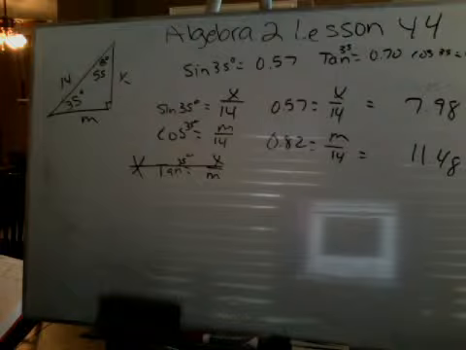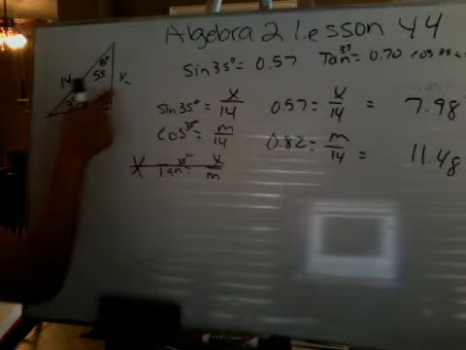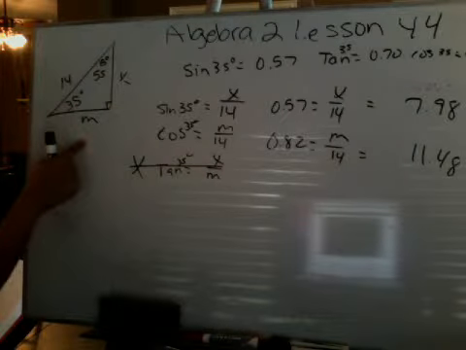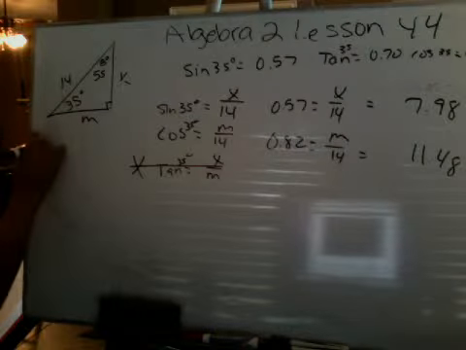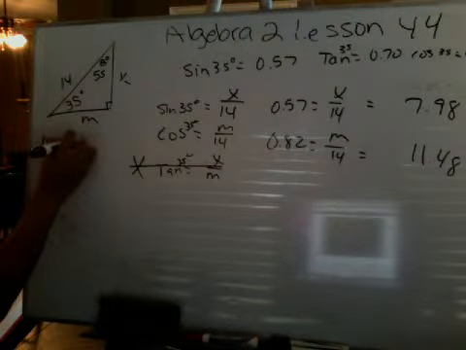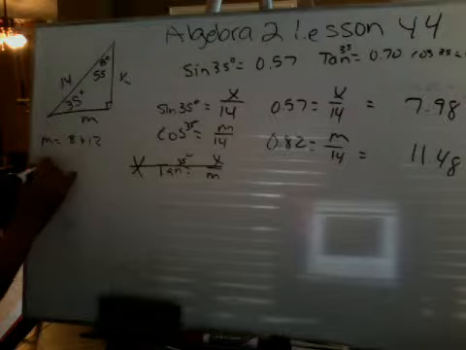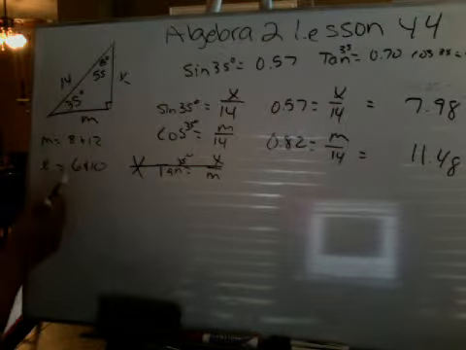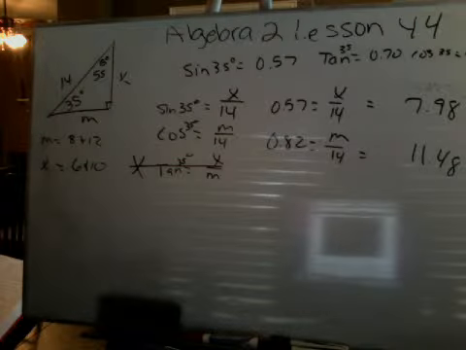Now we see, and we should have estimated first. We should have said, well, m is smaller than 14, so m is going to be between 8 and 12. x is a little bit shorter, so we're going to say x is between 6 and 10. Did we get that? Yeah, so we did pretty good. We were supposed to do that first, sorry.